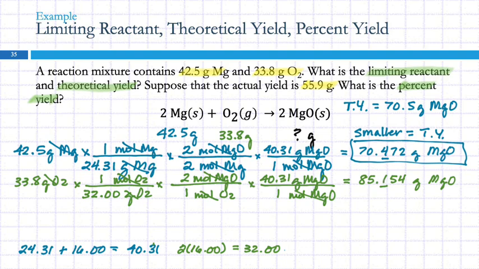This number is not going to be the answer for anything. Okay? Okay, so I just identified the theoretical yield. What's the limiting reactant? The magnesium. I find the smaller one. I look back at what that came from.